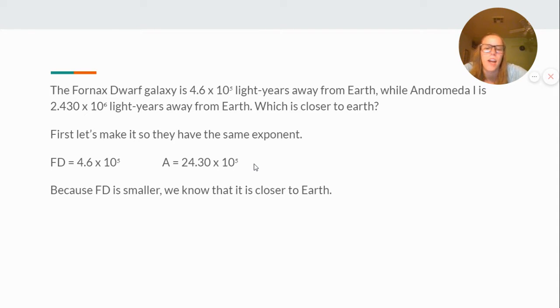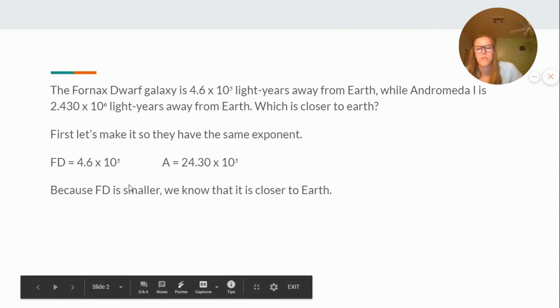You could write it as 2.430 times 10 to the 5th times 10, and then write it this way, but this would be the fastest way to get there. Then we compare the two numbers, 4.6 and 24.3. We know that 4.6 is a lot smaller than 24.3. So we know that FD, or Fornax dwarf, is smaller, so it is closer to Earth.